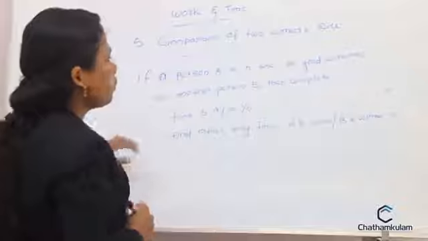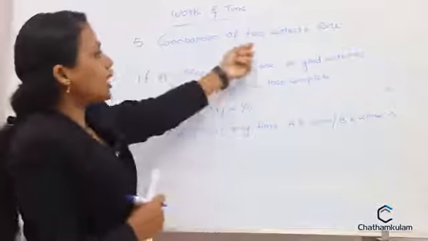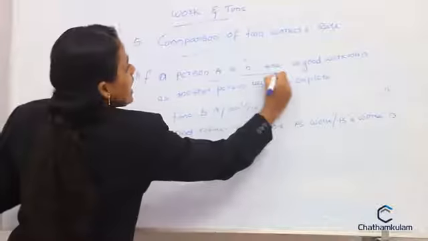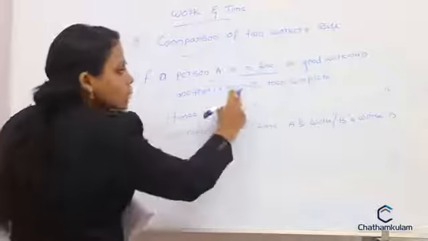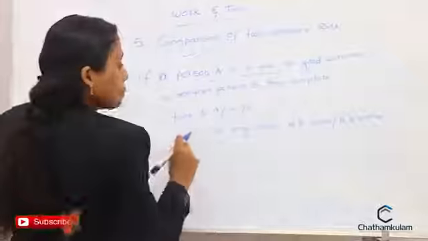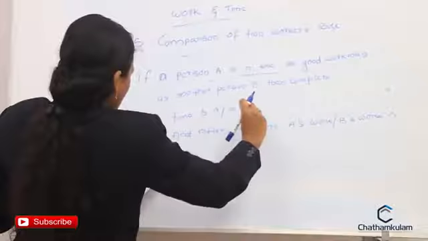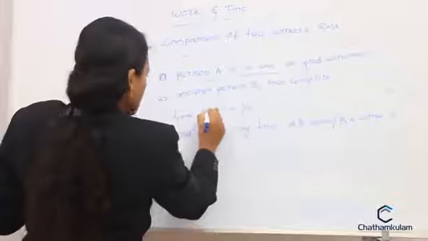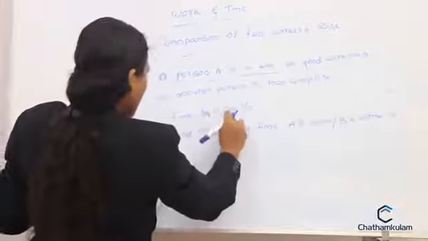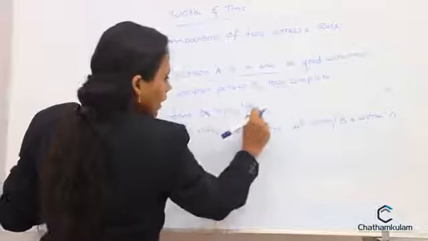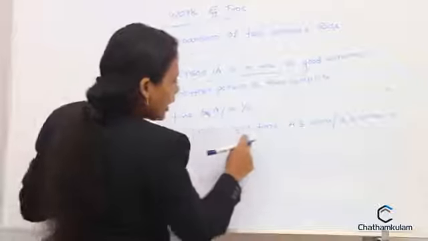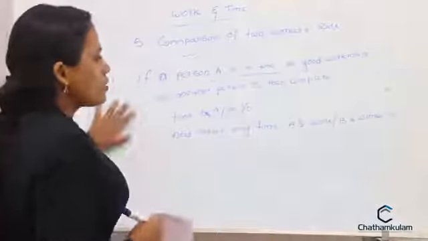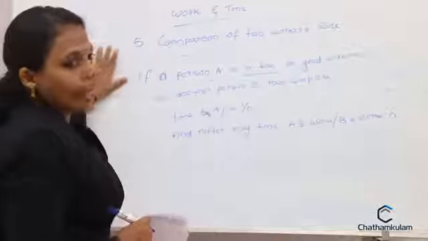So this is the condition for rule number 5 when we are comparing two workers' rates. Here a person A is n times as good a workman as another person B, then both complete the work by the time A's time divided by B's time equals 1 divided by n, and after any time A's work divided by B's work equals n. This is the fifth rule for calculating time and work.